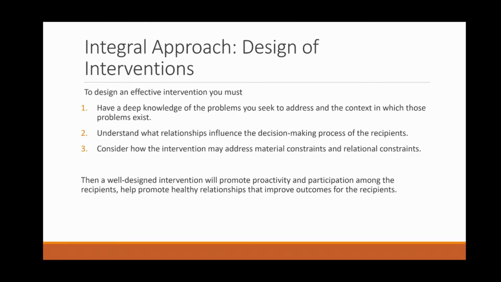To design an effective intervention, you must have a deep knowledge of the problems you seek to address and the context in which those problems exist. We need to understand what relationships influence the decision-making process of recipients. We need to consider how interventions might address material constraints and relational constraints. So then a well-designed intervention will help promote proactivity and participation among the recipients, help promote healthy relationships that improve outcomes for recipients and the community or the social context within which those recipients exist. All right, so that's what a good intervention must have.